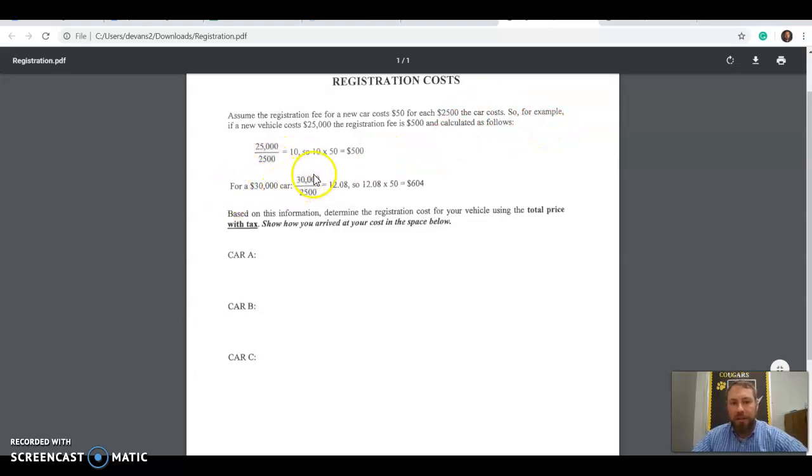So for a $30,000 car, you divide it by 2,500, which gives you 12.08, and you take that total, 12.08 times 50, and it gets you your registration costs.